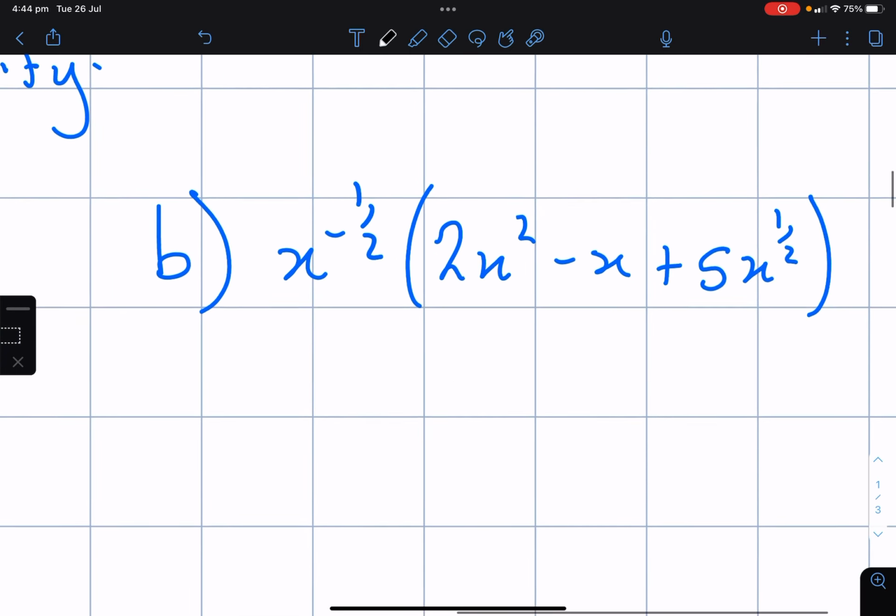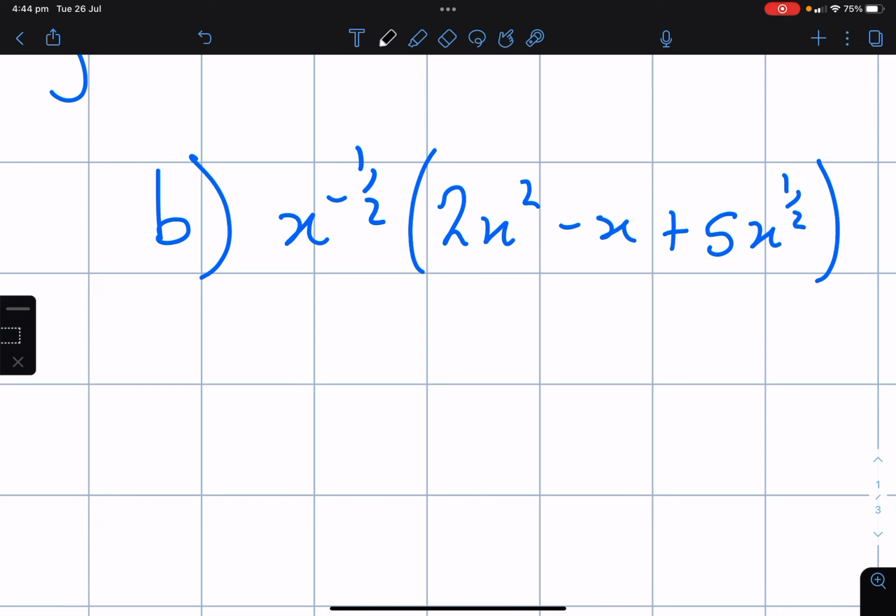Let's have a look at another example here. So a bit tricky. We've actually got rational indices. So that means fractions in our indices. So the process is exactly the same. You're now just going to be having fractions involved. So again, looks like that top one just with an extra term in here. So we've got 3 terms that x to the power of negative a half needs to be multiplied to.